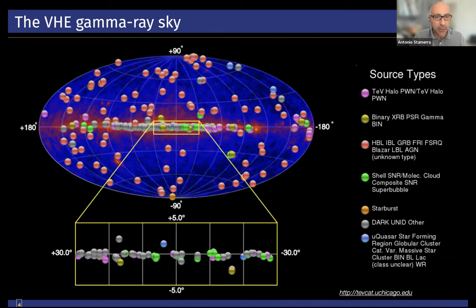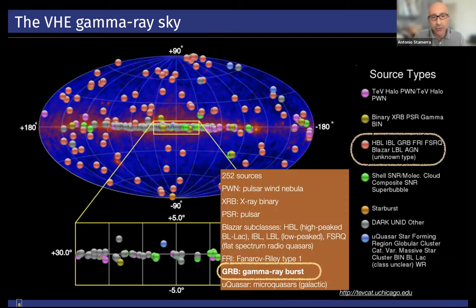You see here the galactocentric sky map and the sources detected up to now, of the order of 250. They are divided into different kinds of sources, from galactic sources on the plane, as you can see, to extragalactic sources, which are dominated by AGN and specifically by blazars, that is, AGN with jets pointing directly to us, as well as radio galaxies. And the very last entry of our catalog is the gamma ray bursts, as I will show you later.